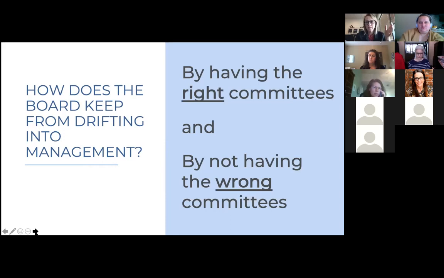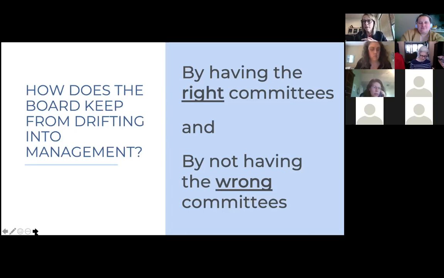So people ask me all the time, what are the right committees? I say there's really three that I like to recommend. One is a governance committee. One is some kind of financial committee, and that could be called a lot of different things. It's not to mirror the CFO. It's to help with budgeting, audit, looking at the P&L every month and being that check and balance. And third is development, if philanthropy is a critical revenue stream for the organization.